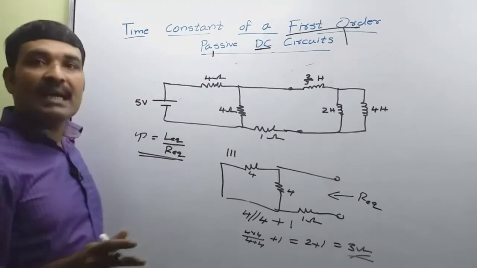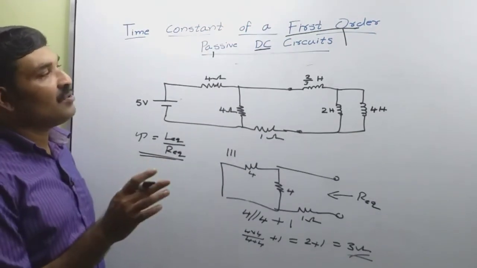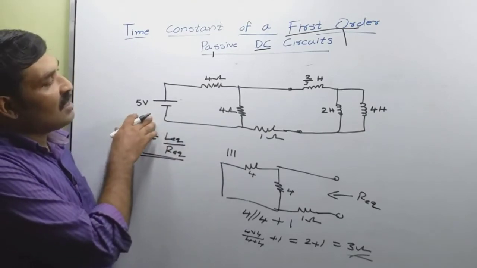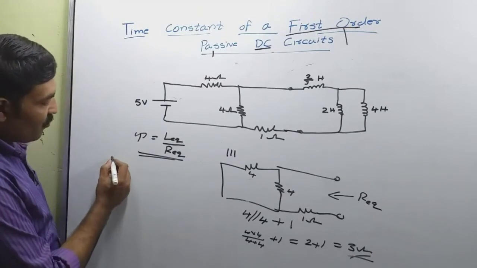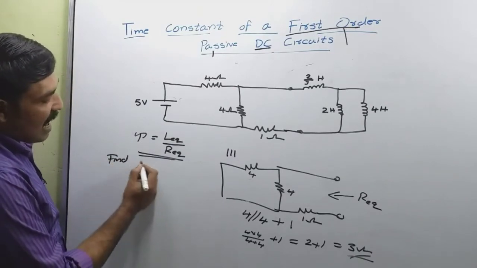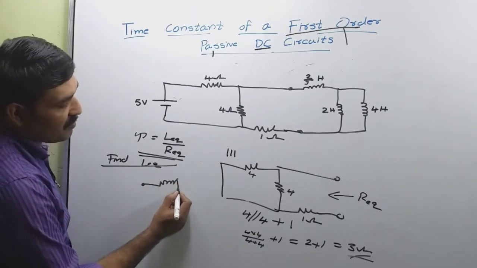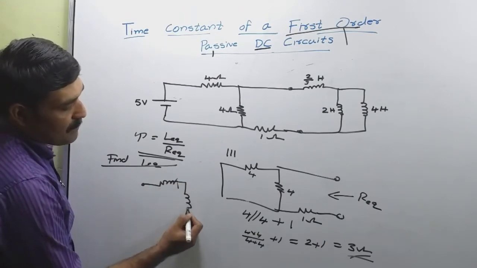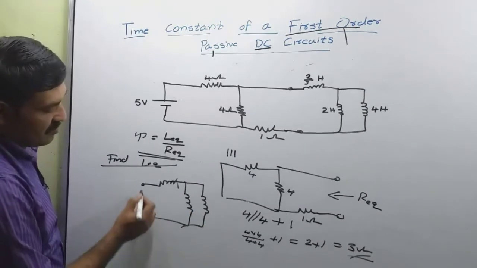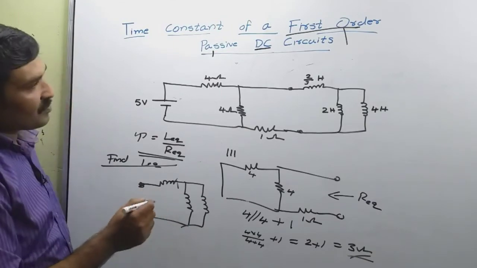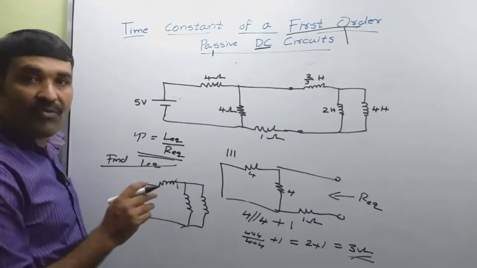Then we want to find the equivalent inductance. For finding equivalent inductance, what we have to do? We have to short circuit the source and disconnect all the resistances. So the equivalent circuit for finding L equivalent becomes this. This is disconnected. So this is our circuit for finding L equivalent.